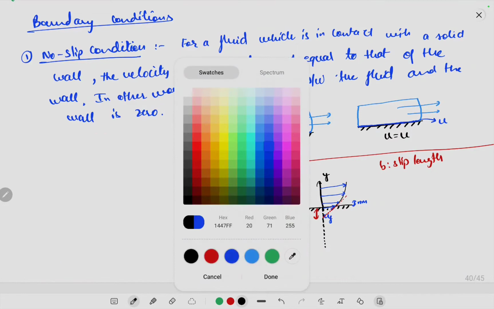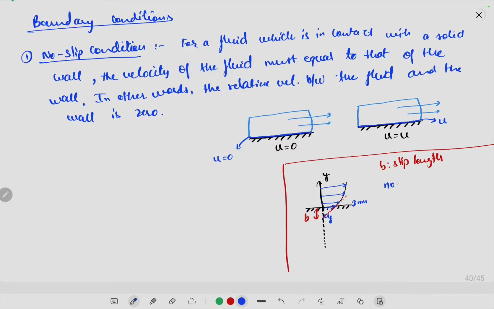So if no slip holds true, then in that case B is equal to 0. Okay, and B is not equal to 0 when the no slip condition does not hold true. So this should be nanometers like this. I just exaggerated the length scales.